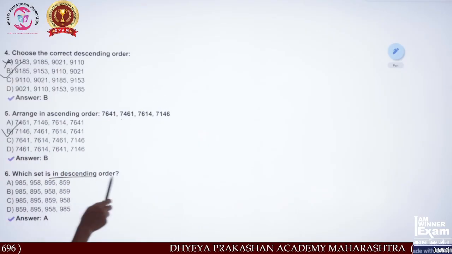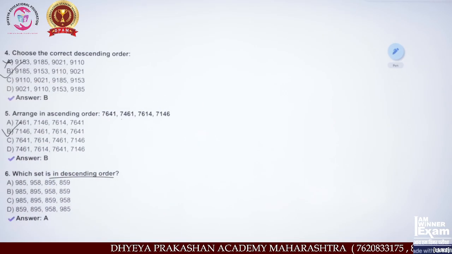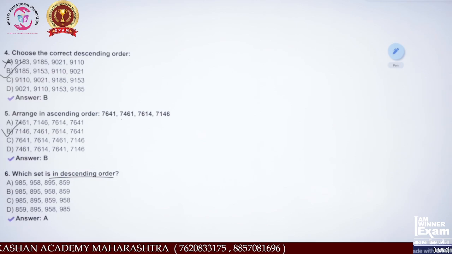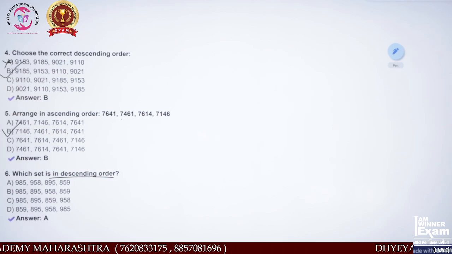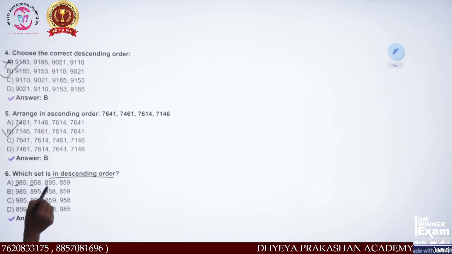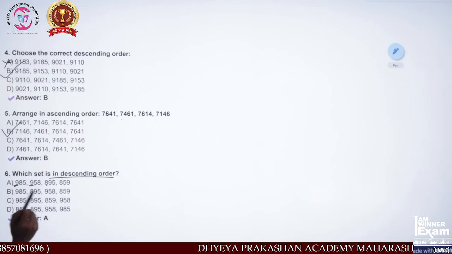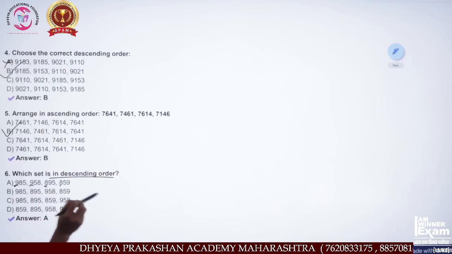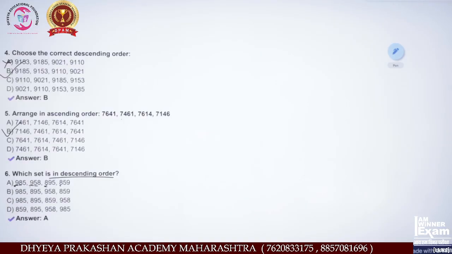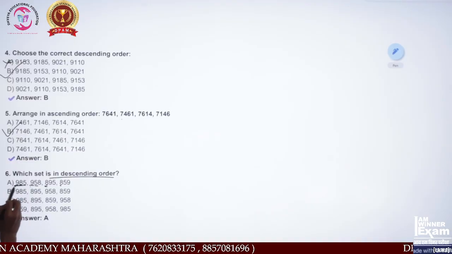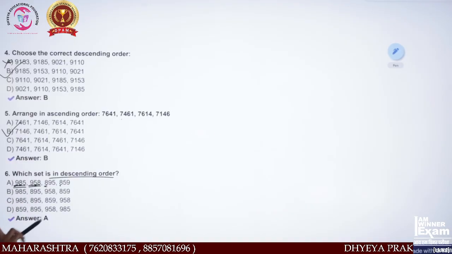Again, which set is in the descending order? First of all, what is the descending order? Arranging numbers in the series of greatest to smallest, biggest to smallest. Then let's take option 1. First all have 9. First 2 have 9. After that 8. That means it is the correct order. 9, 9, 8, 8. After 8 and 5. 8 is greater than 5. That means these two numbers are in correct order.